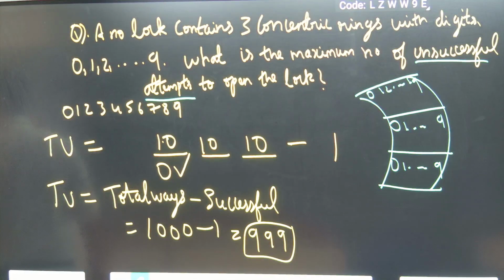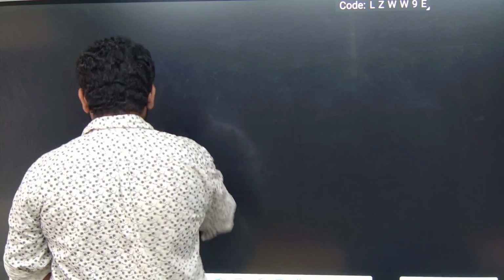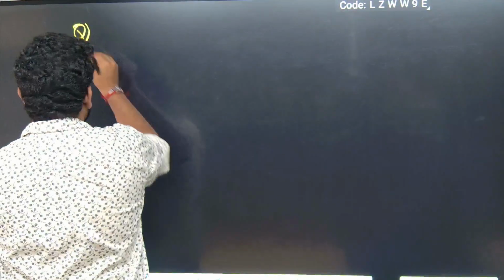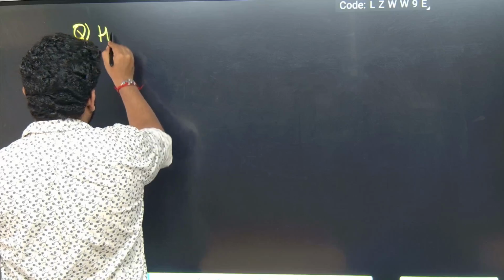So total unsuccessful is equal to total ways minus successful. I hope it is clear. Let us move to the next question. Since these questions are basic questions, I am writing it down. When we start with JEE questions, you will have it on the PPT.